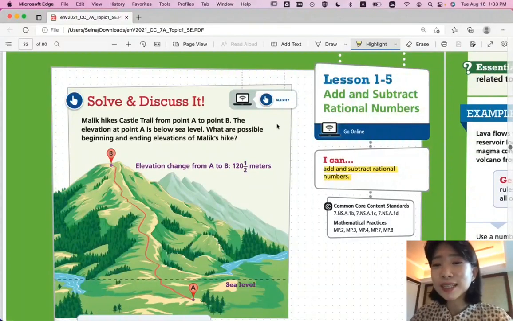Hi, this is Pre-Algebra Lesson 1-5. Add and subtract rational numbers. In this lesson, we'll be able to add and subtract rational numbers. What are rational numbers again?